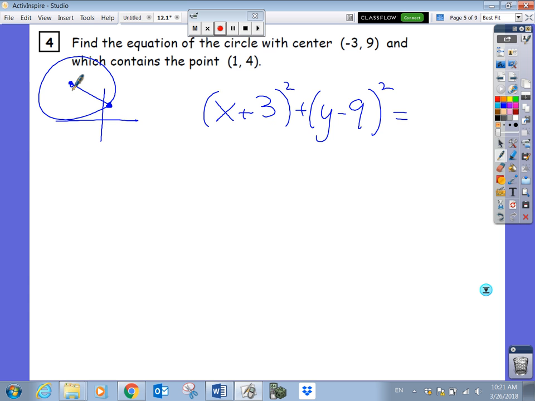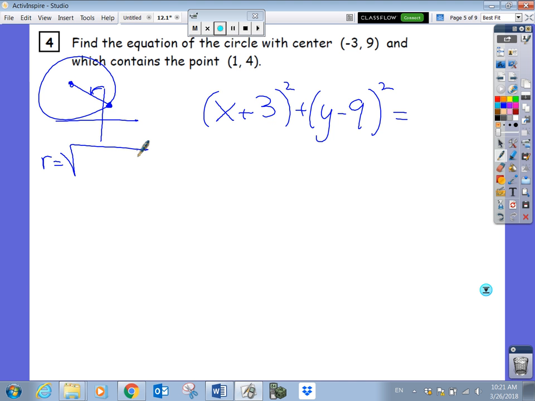And we know that negative 3, 9 is the center. So we have to find the radius. Once we find the radius, we can square it to find r squared. So again, it's just the distance formula. R is going to be the square root of.